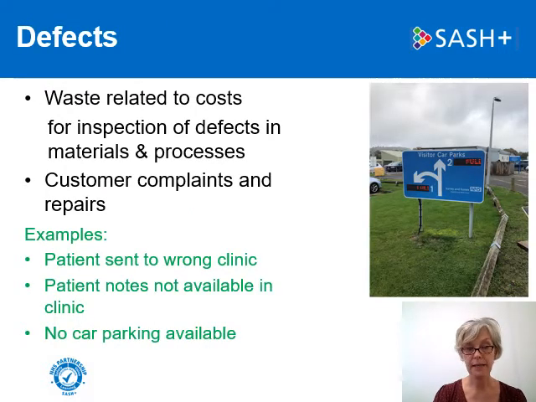So the final waste on our waste wheel is that of defects. This waste is related to costs for inspection of defects in materials and processes, in customer complaints and repairs. Some examples might be a patient being sent to the wrong clinic, patient's notes not being available in clinic where they're required, or perhaps our outpatients arriving for an appointment and there being no car parking available.